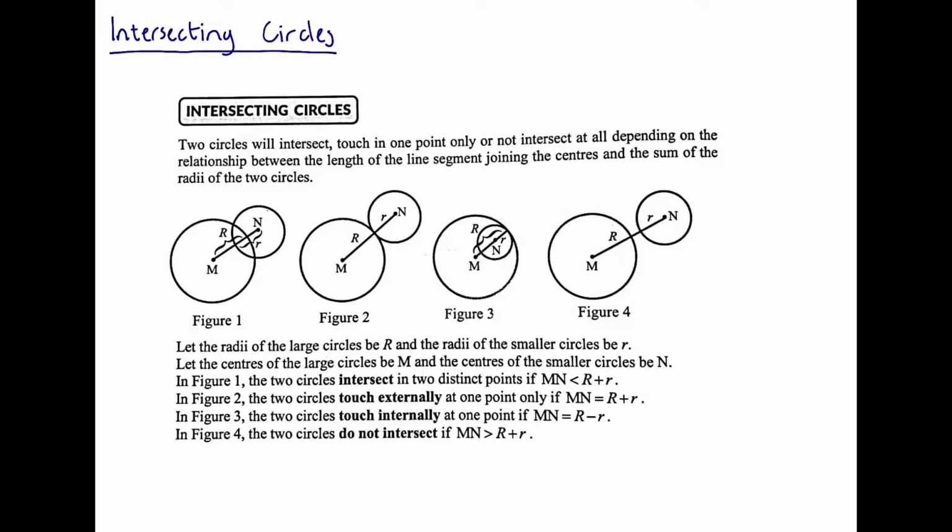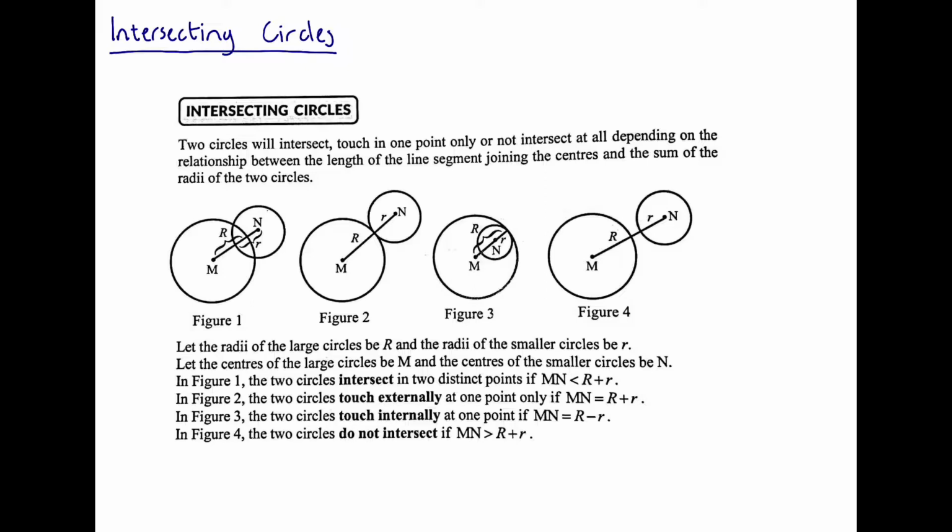Alright, then in figure 3, the circles will touch internally. In other words, one circle is inside the other circle if the distance MN is equal to the big radius minus the small radius. The big radius is this line that I'm pointing at now. The small radius is this line. And so if we subtract the small radius from the big radius, we then get the distance MN.